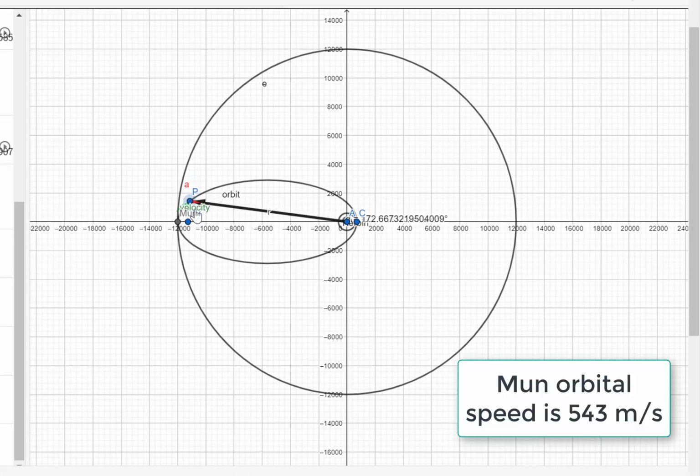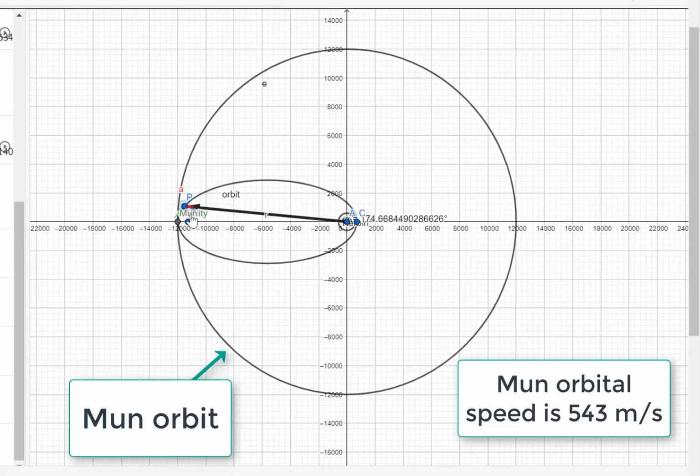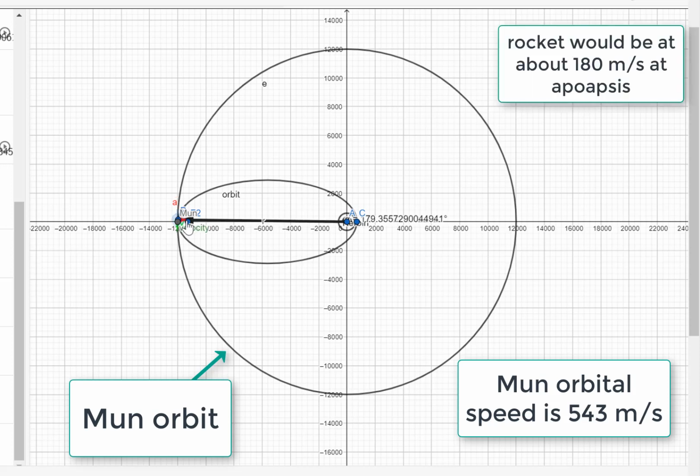The Mun orbits in a circular orbit about Kerbin at about 543 meters per second. And this is the required orbital speed for a circular orbit at the Mun's distance from Kerbin. If we increased our rocket to that speed at that altitude and headed perpendicular to the pull of gravity, we would achieve the same orbit as the Mun around Kerbin.